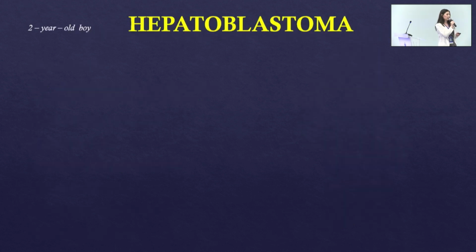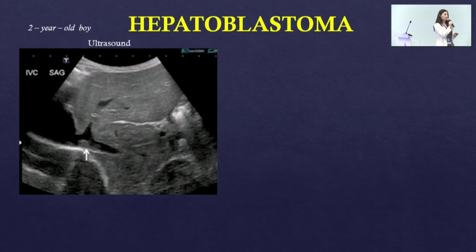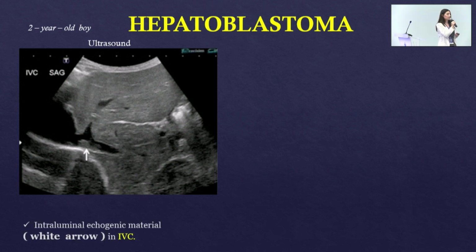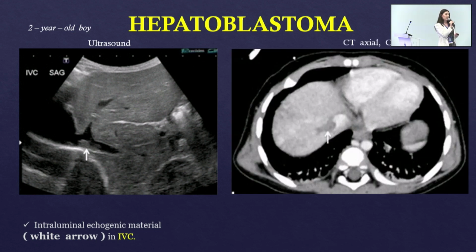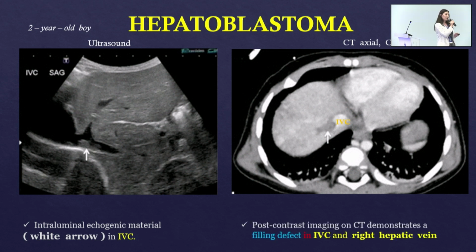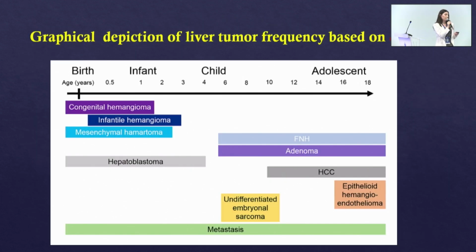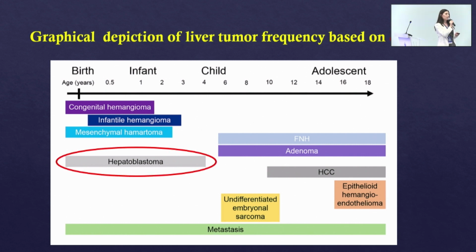Next, about vascular involvement. Here we can see an ultrasound image, and it is a 2-year-old boy case, and he has hepatoblastoma, and in the inferior vena cava we can see intraluminal echogenic material on ultrasound. Next, CT was done, and we can find a filling defect in the IVC and right hepatic vein, so it is about vascular involvement or tumor thrombosis. So it is a very important graphic for a patient with some differential diagnosis based on age.